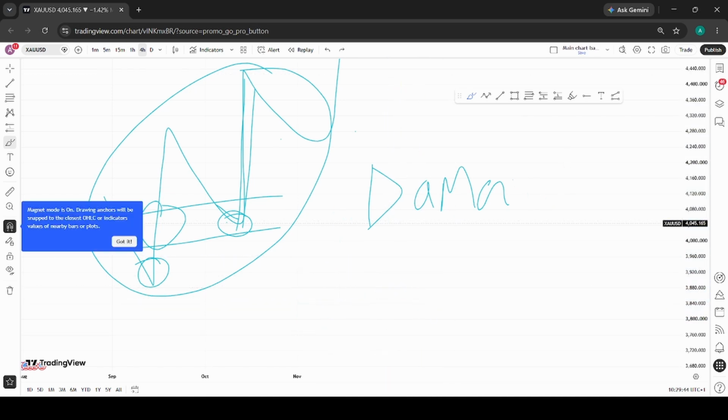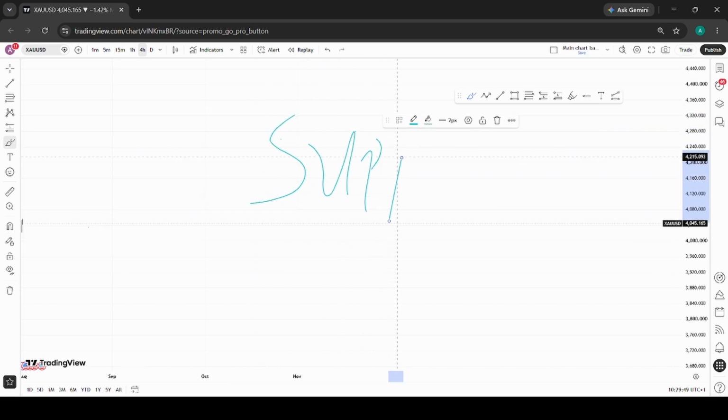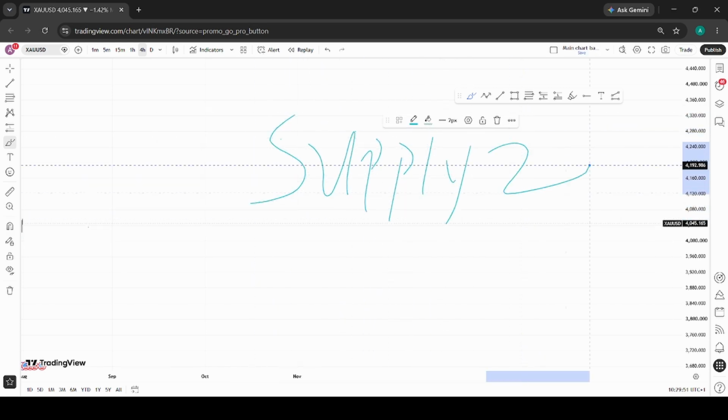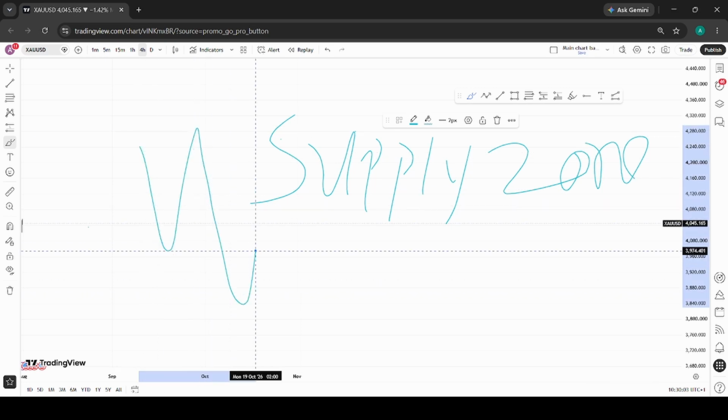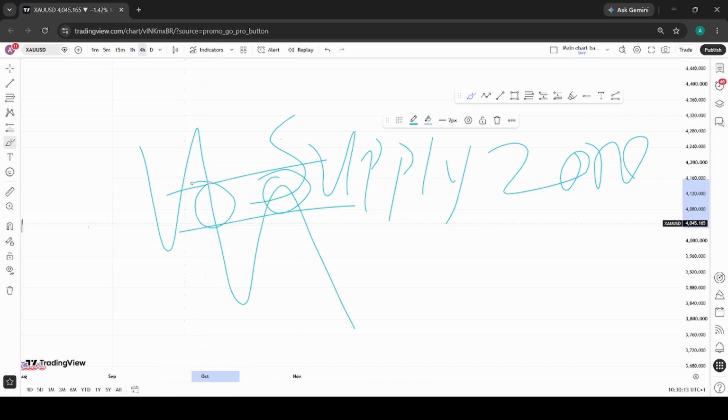So let's go over to supply zone. What is supply zone? Supply zone is a clear opposite of demand zone. It is the area where traders step in to continue pushing price to the downside. So if price reacted from here, there is a clear possibility that this is a supply zone. If you go over to the chart, you see a supply zone here.